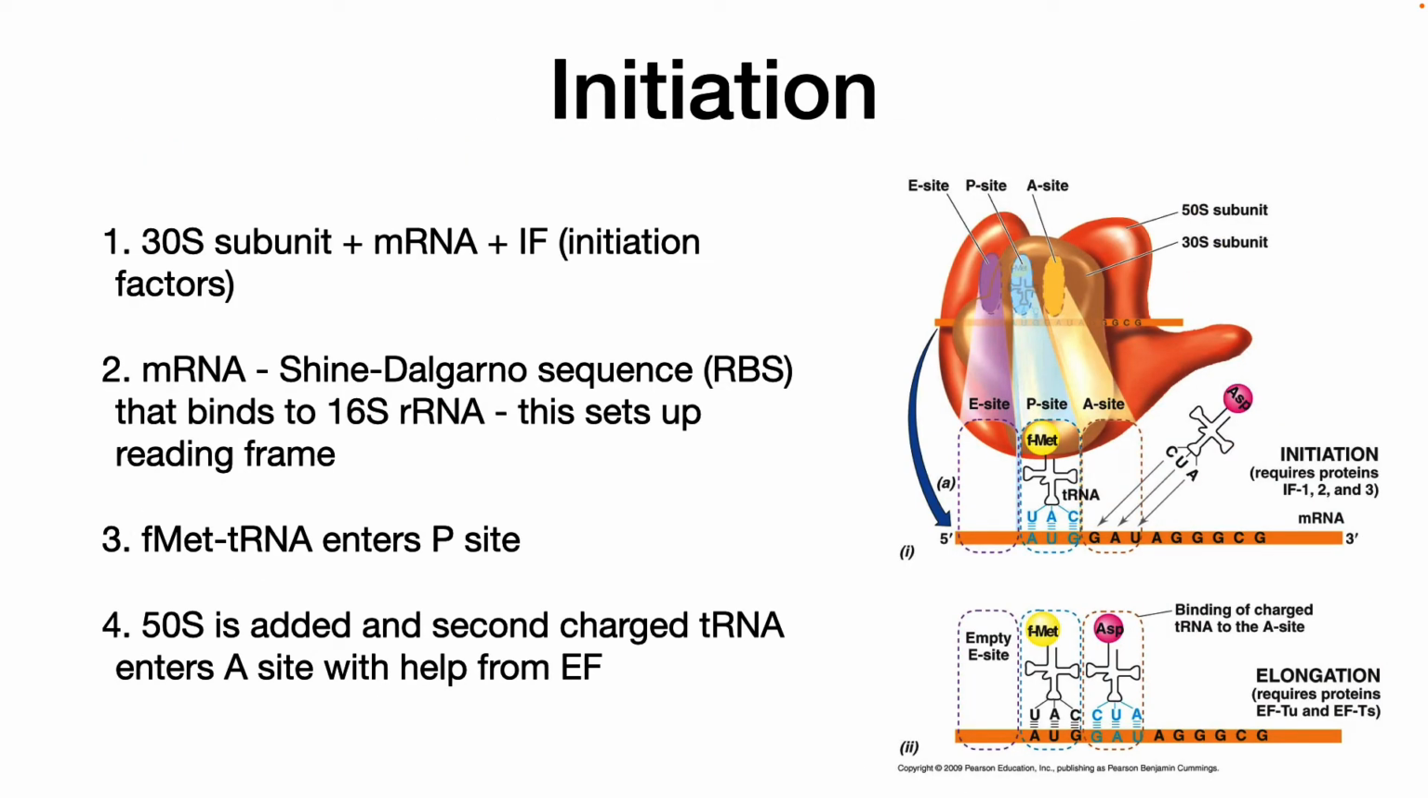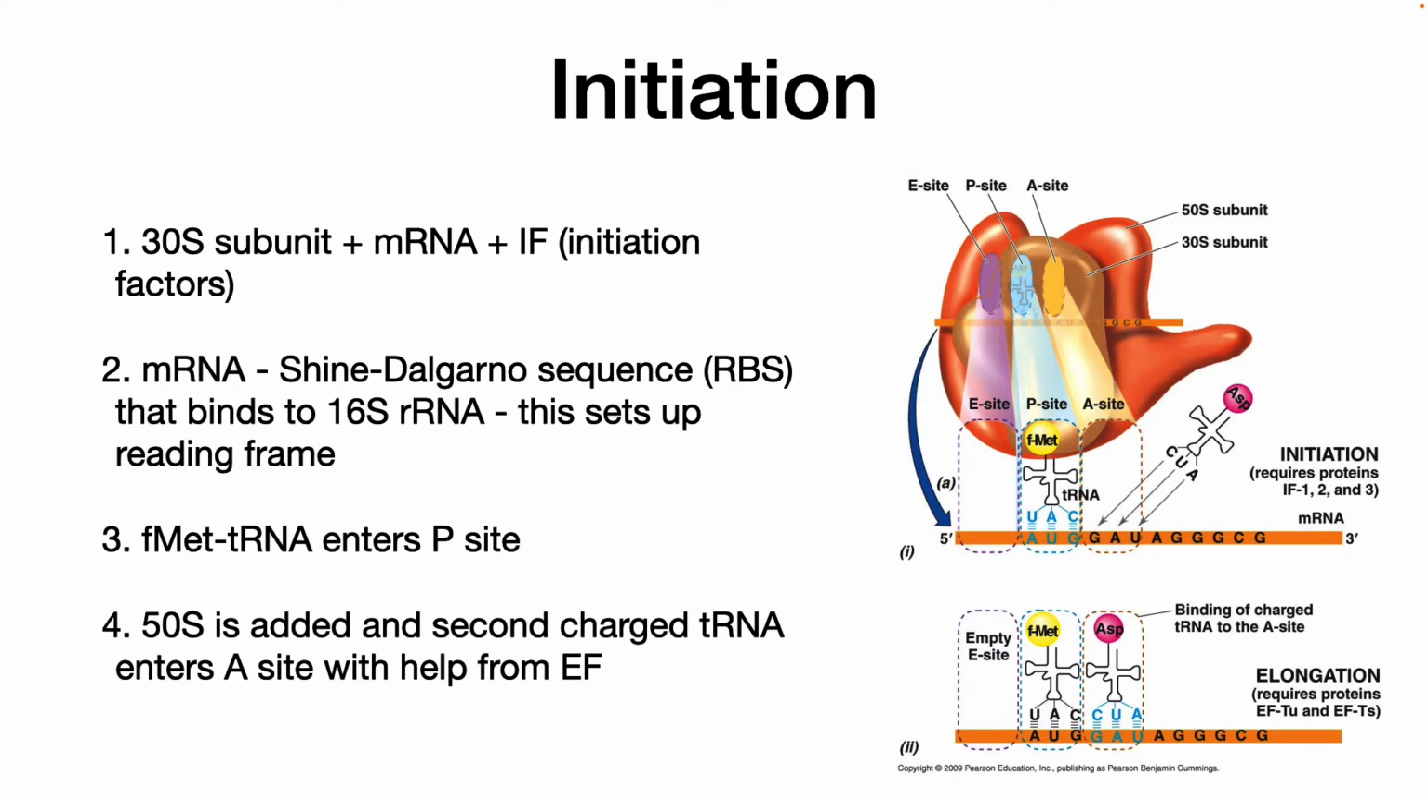Okay, let's go through the translation process very quickly. Initiation. The translation process begins with the 30S subunit combining with the mRNA and initiation factors. The mRNA lines up its Shine-Dalgarno sequence with a complementary sequence in the 16S ribosomal RNA. This alignment sets up the reading frame, and fMet tRNA now binds to a nearby AUG.